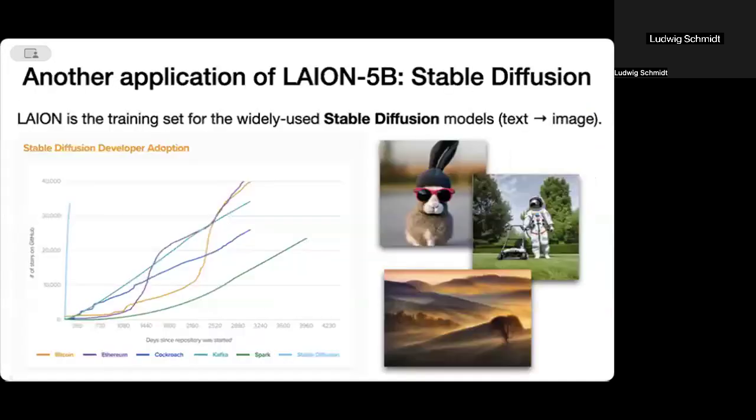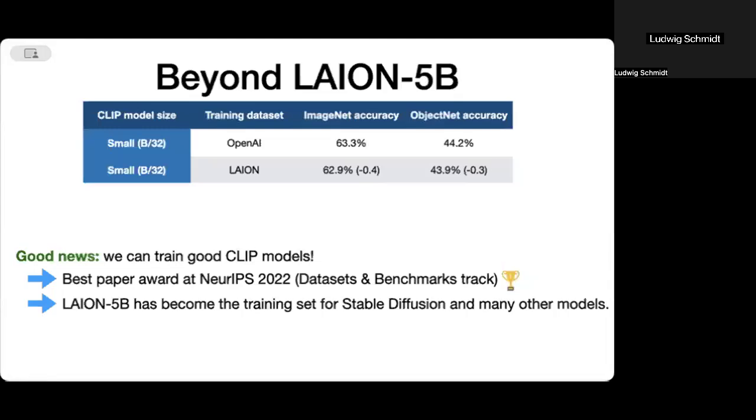Another application of LAION 5B obviously was training stable diffusion models. They've become very widely used as well. But in the interest of time, we need to move on quickly. And I want to tell you what we did after LAION 5B. Because there's a catch here: I told you at the B32 scale, we could train very nice CLIP models that are as good as the ones from OpenAI.